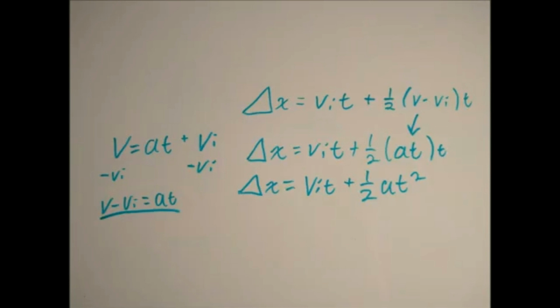We can further simplify this equation by recalling the first equation. We can rearrange it so that velocity minus initial velocity equals acceleration times time. Now, since we know velocity minus initial velocity equals acceleration times time, we can replace velocity minus initial velocity with acceleration times time, and then simplify. We can use this equation to find the displacement of a ball with an initial velocity of 2 meters per second and an acceleration of 4 meters per second squared for 5 seconds.